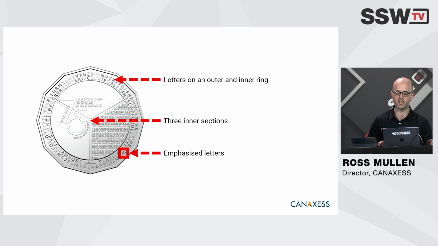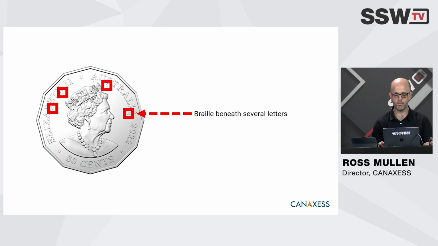The reverse side featured letters on the outer and inner ring, some embossed to make them stand out, whilst in the middle were 3 sections with the lower featuring letters and numbers. Whilst on the front of the coin, braille lettering is beneath several letters of the words Elizabeth and Australia.